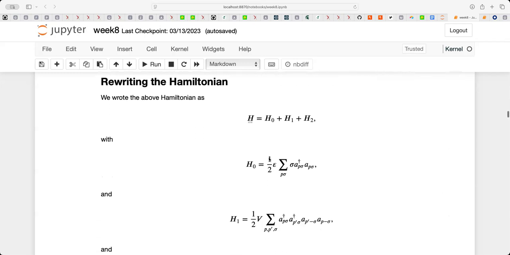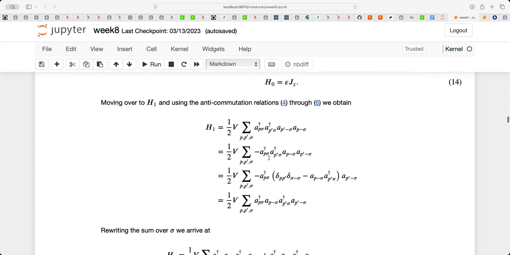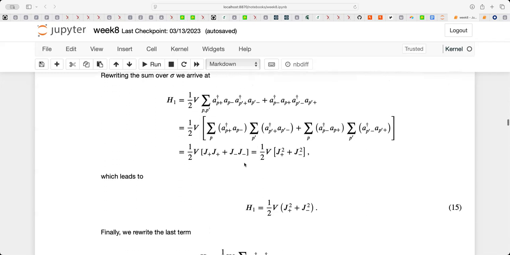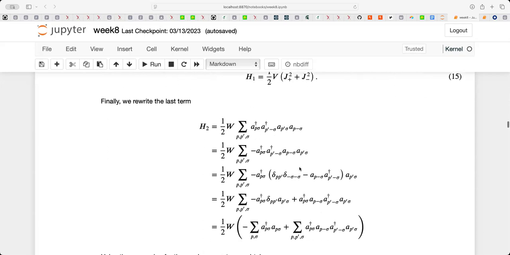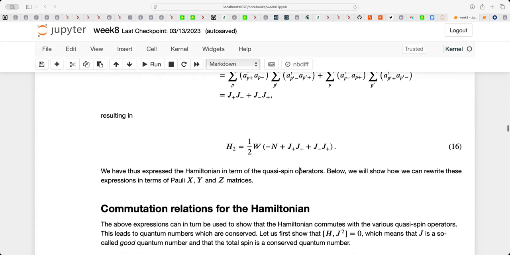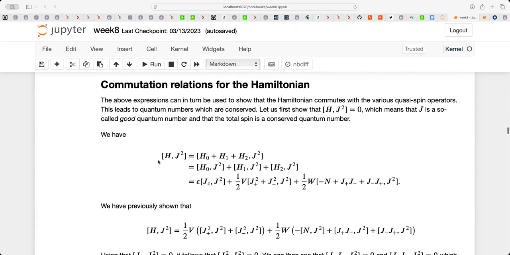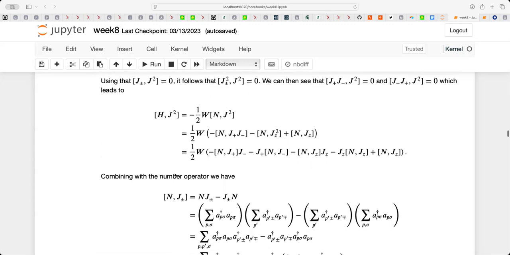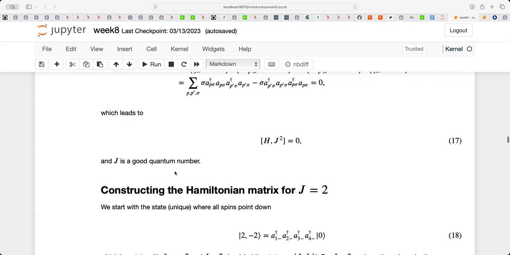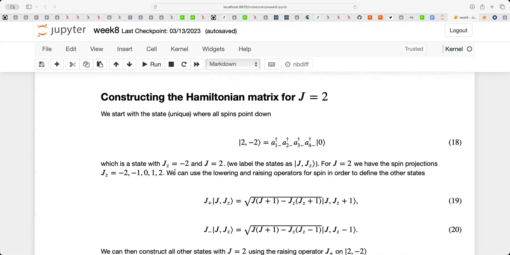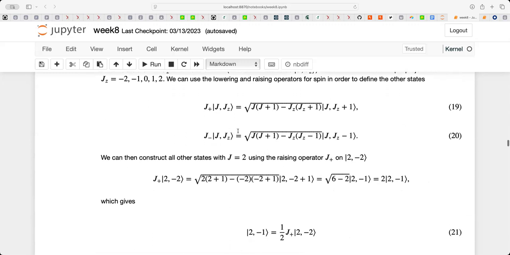And when you scroll down, you can rewrite the Hamiltonian in the way which I put up here. This is the way you would rewrite it in terms of these operators. And then if you move down, you have the final expression here in terms of these operators. And you can then show that the Hamiltonian commutes with J squared, so they have the same wave functions, and the same with J_z and the number operator. And when you've done that, you can then start constructing the Hamiltonian matrix, and you use these operators because you have one state which is explicitly defined when all the particles are in the lowest level or in the highest level, and then you can construct the other ones.